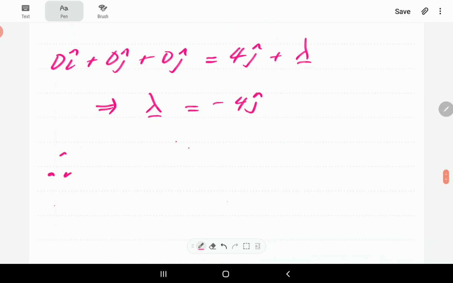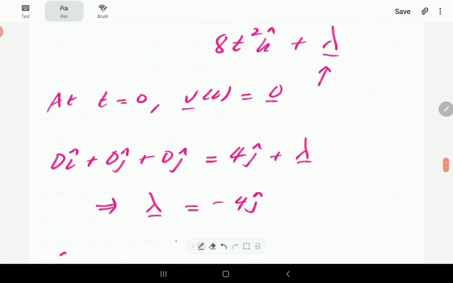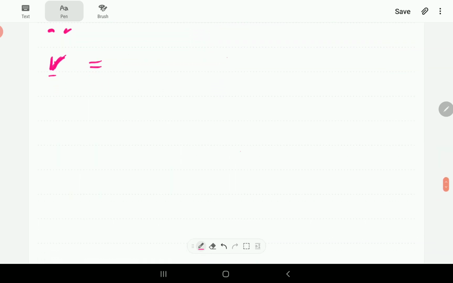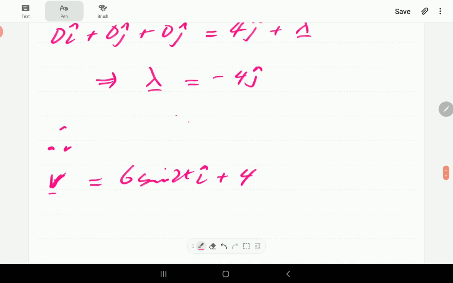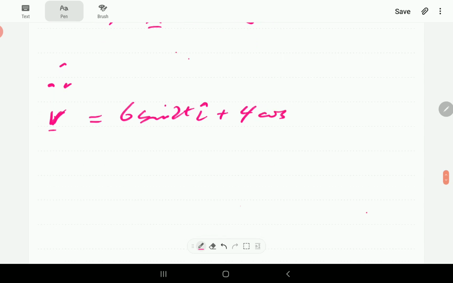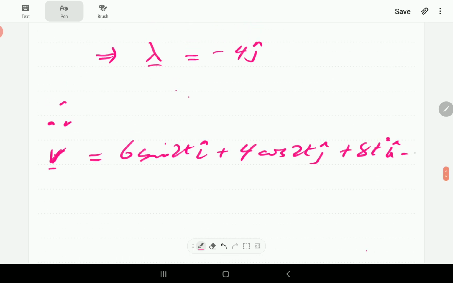So we're going to have rV being equal to 6 sine 2t i plus 4 cosine 2t j plus 8t squared k, and then this is going to be minus 4j.